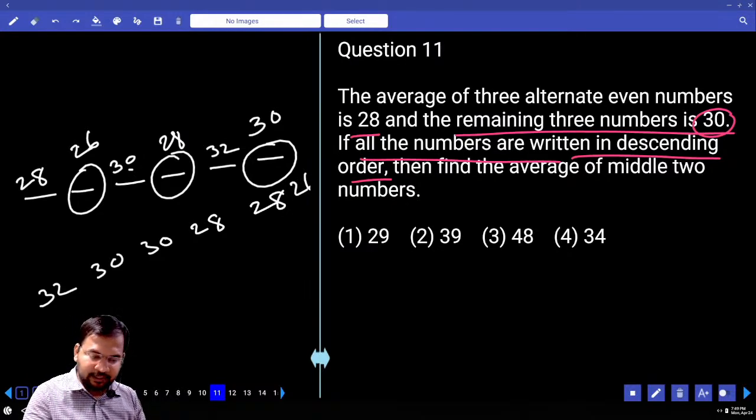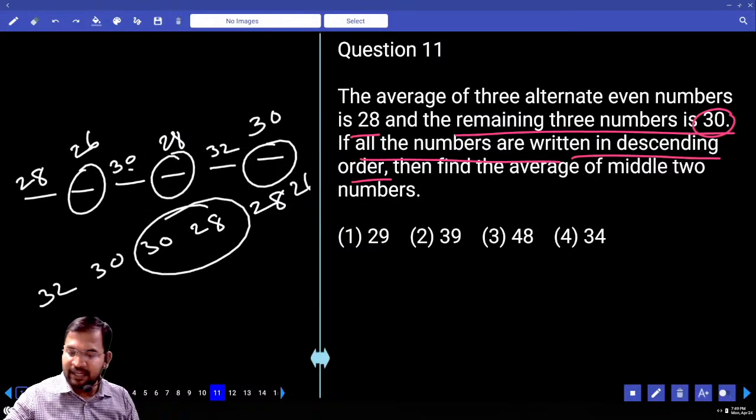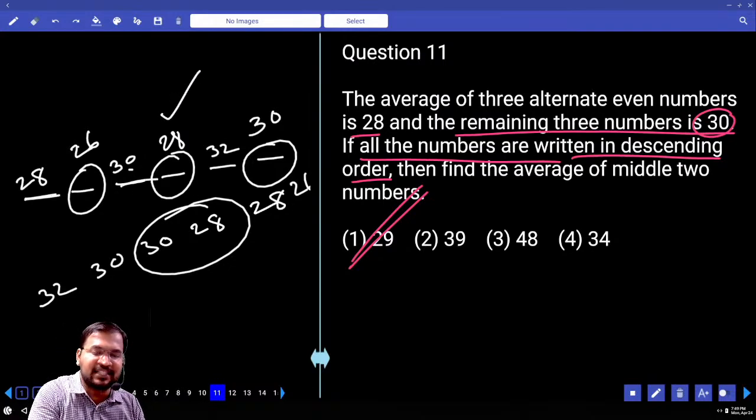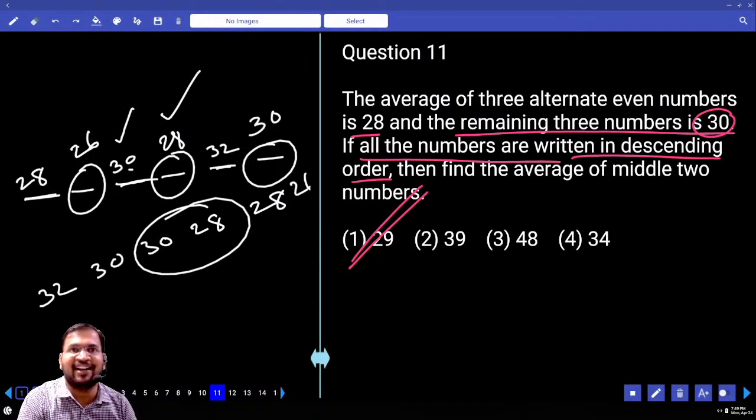So if you write in descending order, what is the average of the middle 2 numbers? Consecutive even numbers are nothing but in arithmetic progression. 3 is an odd number, therefore the exact middle number will be the average. 28 is the middle number. For these 3 numbers, the middle number is this one, no? Are you clear, Nana? The middle number will be the average. After writing, arrange them in descending order.